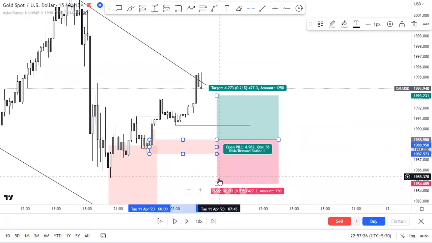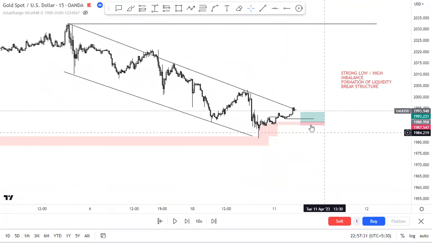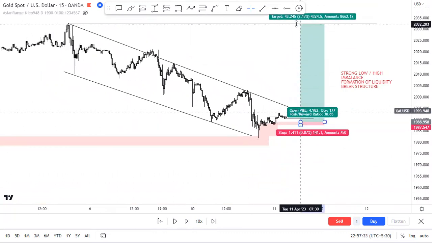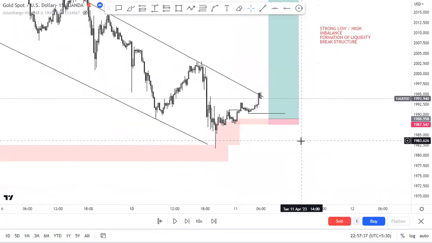Perfect. Target will be the same, bro. Why do we need to change the target?